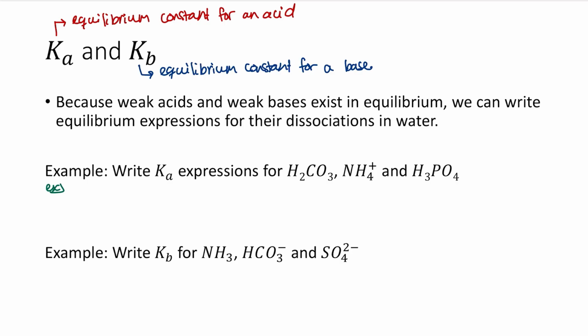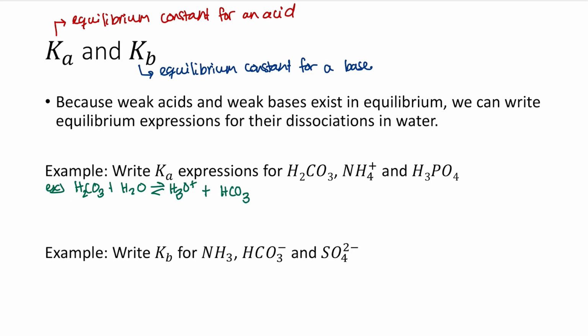One of the best things you can do when you're writing an equilibrium expression is make sure you have a balanced chemical equation. So we have carbonic acid, and we're looking at the dissociation in water. Carbonic acid is my acid. It's going to donate a proton to the water. So we will get hydronium ion, and then I'm going to take one proton away from the carbonic acid. So instead of having two, I'm only going to write one.